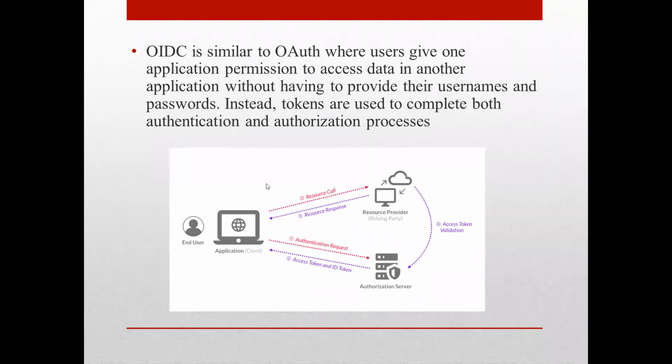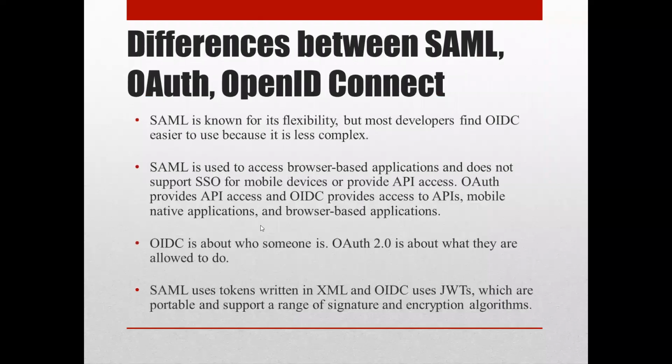Basically, OIDC is similar to OAuth, where users give one application permission to access the data in another application without providing the username and password. Instead, tokens are used to complete both the authentication and authorization process. So the main thing is let me talk about the differences between SAML, OAuth, and OIDC.